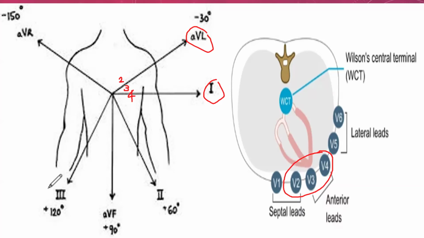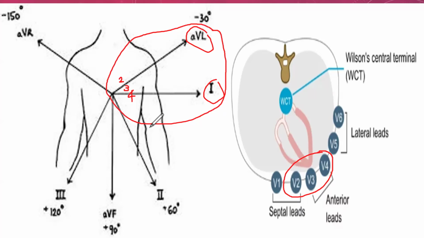When we see all of these, the one thing you'll notice is that they all seem to be looking at a similar area, even if from a different point of view or orientation. V2, V3, and V4 are looking at it from a horizontal orientation. In other words, they are looking through the chest, not vertically, but horizontally from where they are. I hope that makes sense. And leads 1 and AVL are looking at the heart from a vertical point of view.